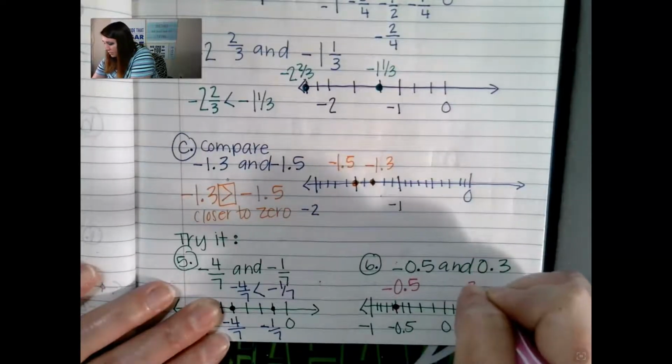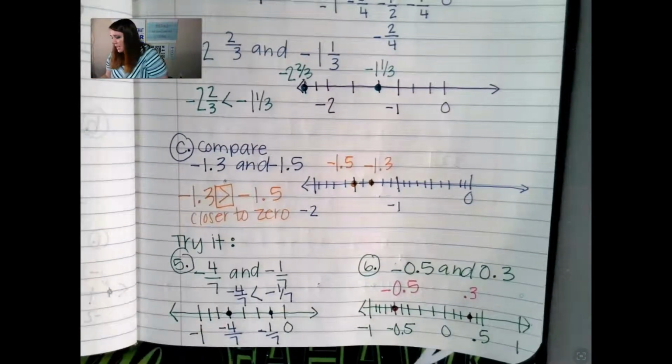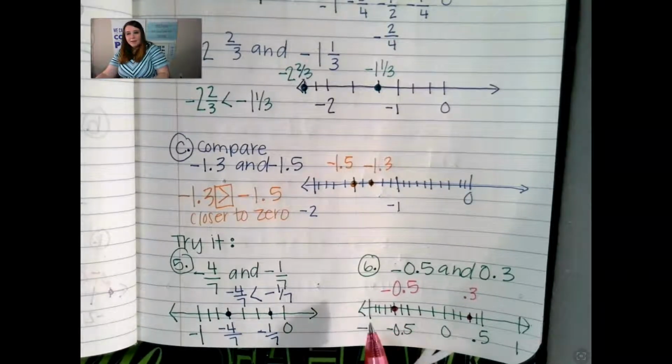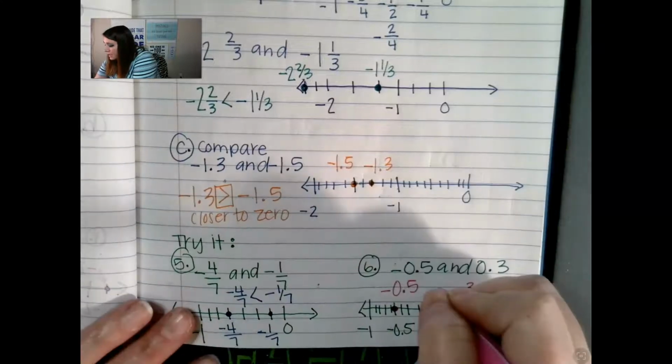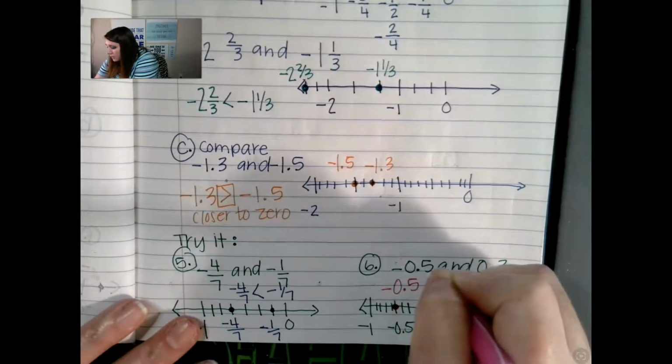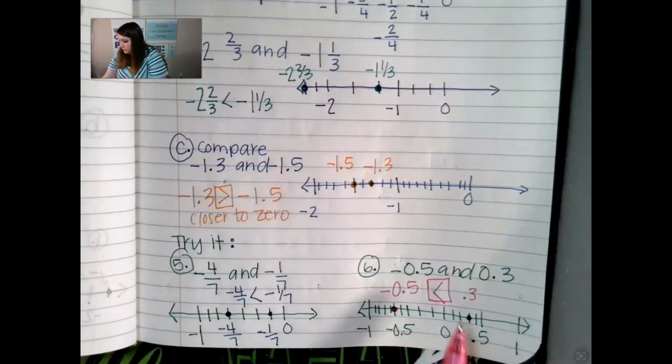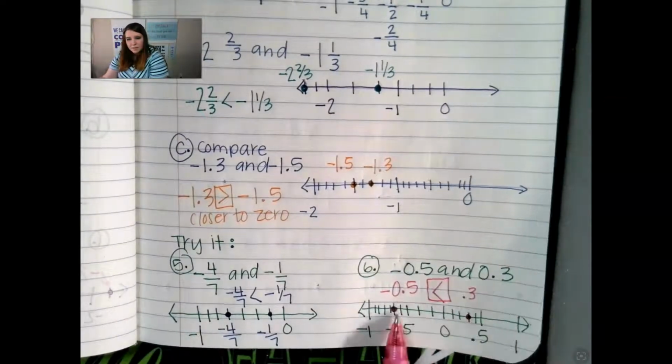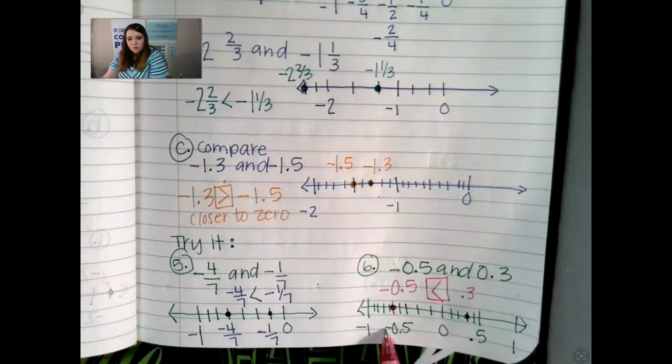And so 0.3, which one is greater? Which one is less? Well, we know that negative half is less than 3/10. Even though this 5 is bigger, because it's negative, it's further away from 0.